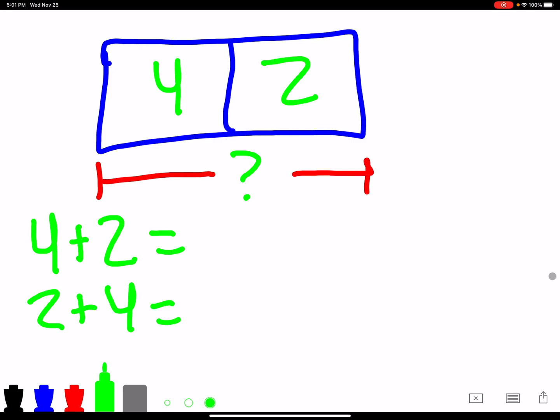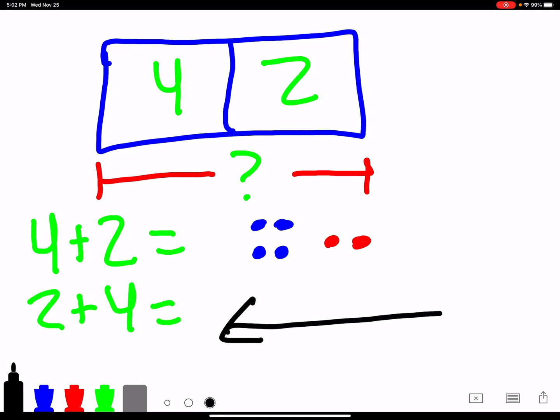We can use the number counting method. We can do 4 dots, 1, 2, 3, 4 for blue, and then 2 dots for red. Or we can do the number line to solve it. So let's first do the number count method. We can count 1, 2, 3, 4, 5, 6. We got the number 6. 4 plus 2 equals 6.